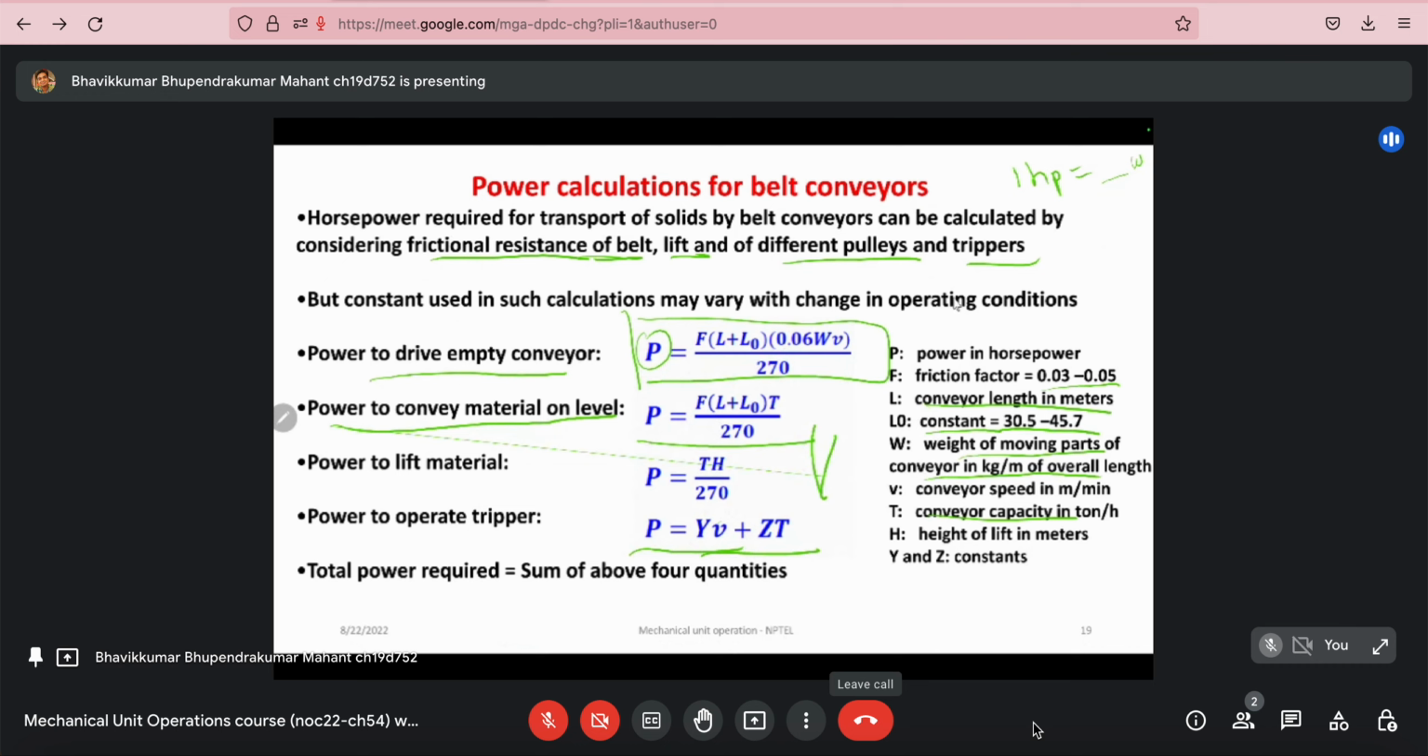According to your belt drive, it has an empty conveyor, obviously, and then it either lifts the material, operates the tripper, or is level only. According to that, you need to find the power requirement in each operation, and at the end you need to sum all four quantities in order to calculate the belt conveyor with all these kinds of power utilized.